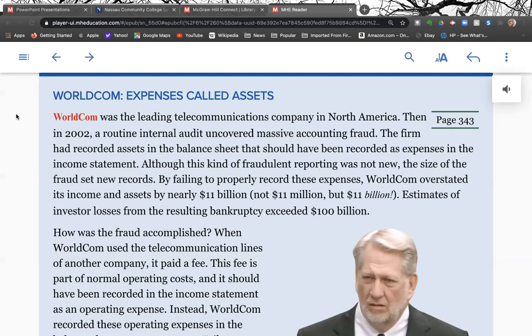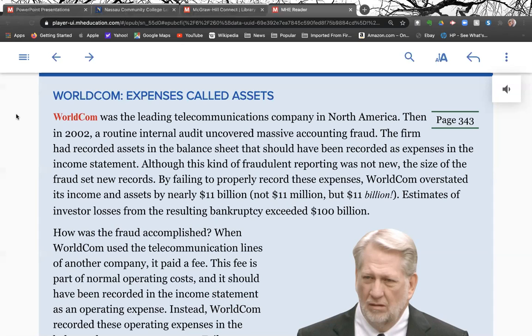So if you were to go out and purchase equipment, for example, you would debit equipment and credit cash or notes payable or accounts payable, something like that. By the same token, if you were to say pay your telephone bill, you would debit utilities expense, right, and credit cash or accounts payable. So how are assets and expenses similar? They both get recorded with debits.